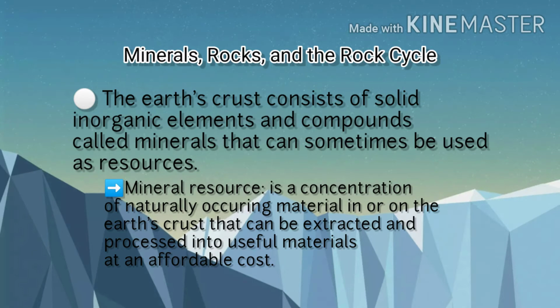Minerals, rocks, and the rock cycle. The Earth's crust consists of solid inorganic elements and compounds called minerals that can sometimes be used as resources. A mineral resource is a concentration of naturally occurring material in or on the Earth's crust that can be extracted and processed into useful materials at an affordable cost.